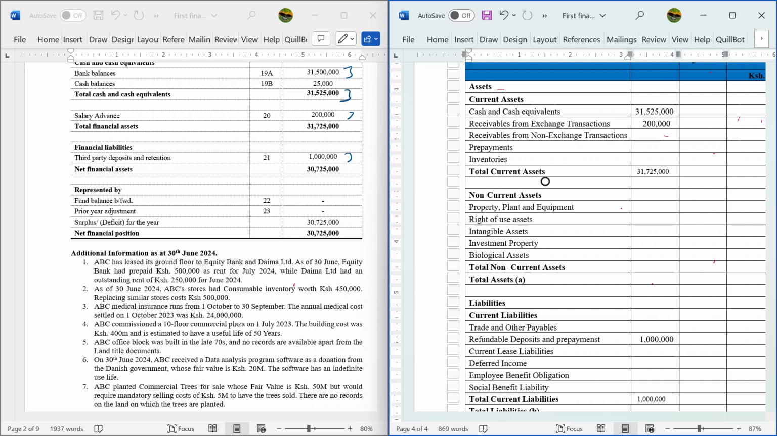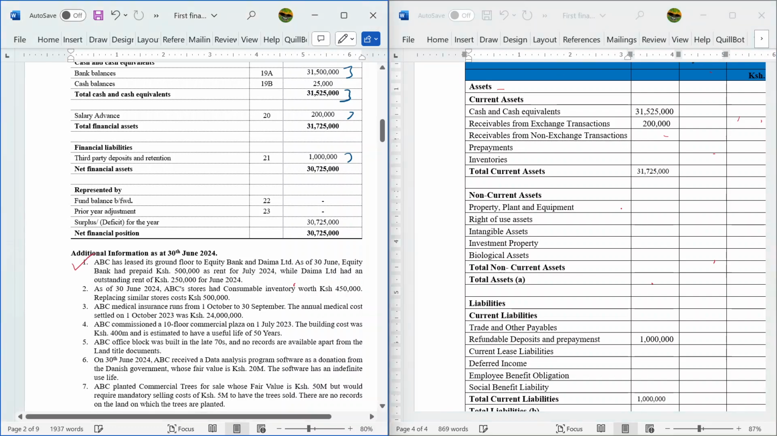So let us start with number one. ABC leases its ground floor to Equity Bank and Daima Limited. Those are two different entities. As of 30th June 2024, the previous year, this entity's year ends on 30th June 2024.